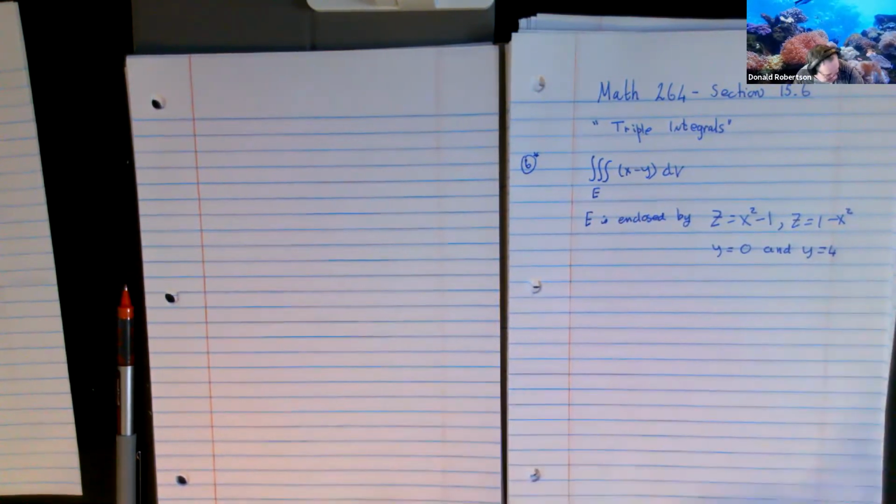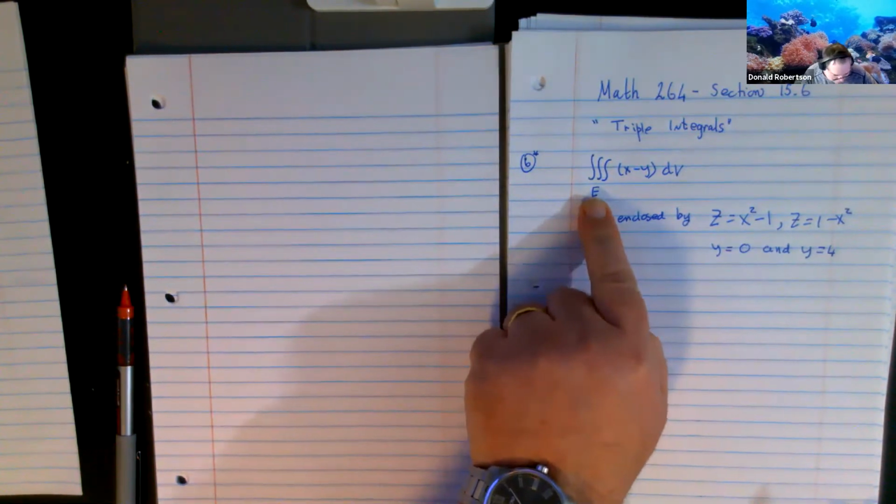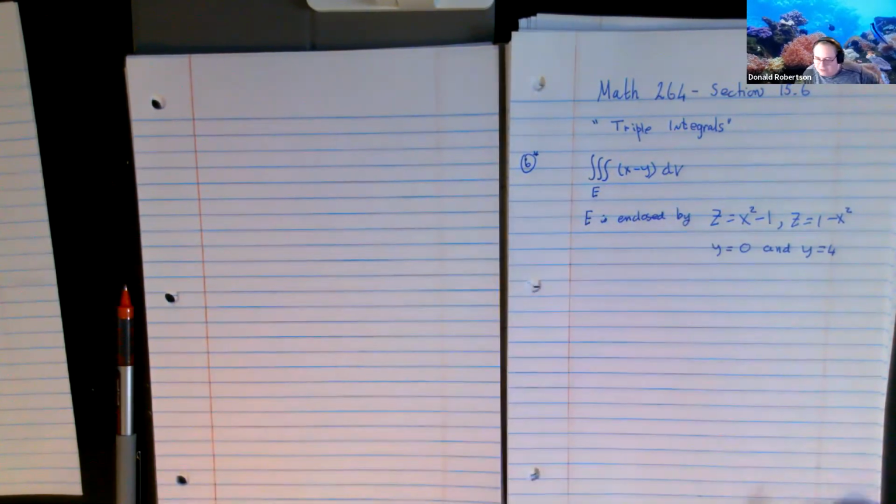And the region E, I don't like E, but I'm sticking to it because they keep using E in this section. I'd prefer R, R is region. It's the letter of the alphabet. Makes no damn difference, but it is annoying for me.